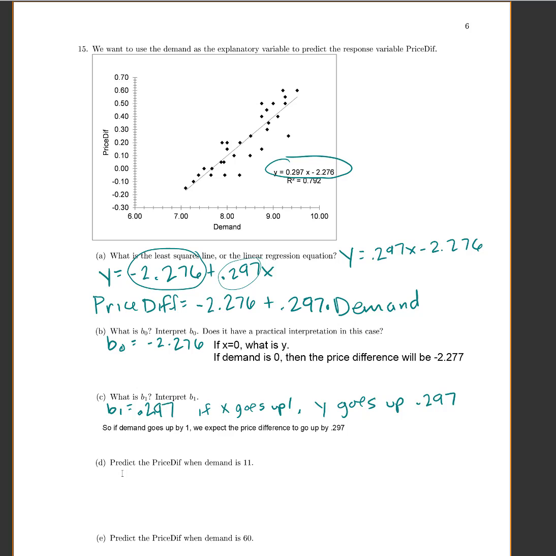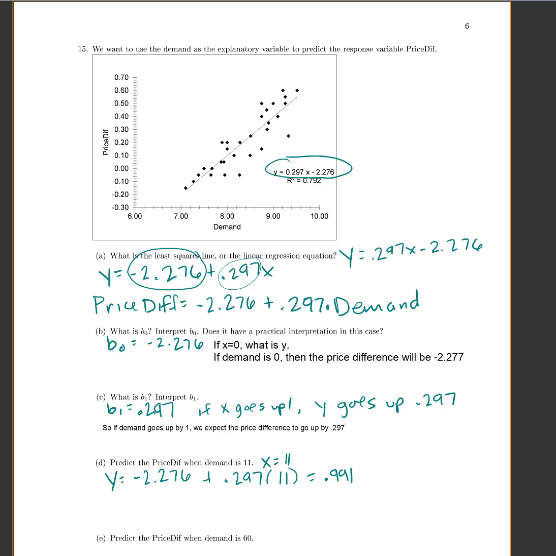Now let's predict the price difference when the demand is 11. We just plug x equals 11 into our equation. So y equals negative 2.276 plus 0.297 times 11, which gives me 0.991. So if our demand is 11, we expect the price difference to be about 0.991.